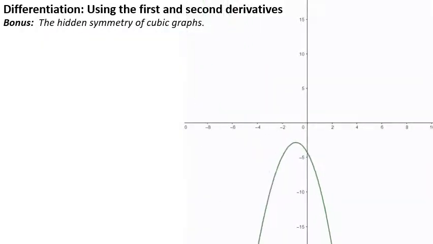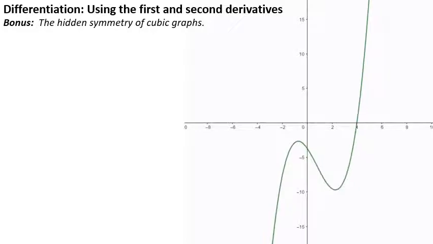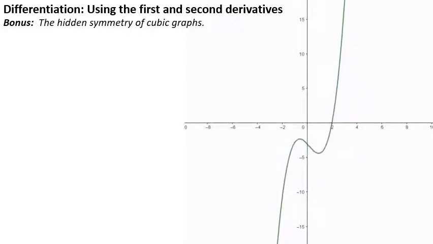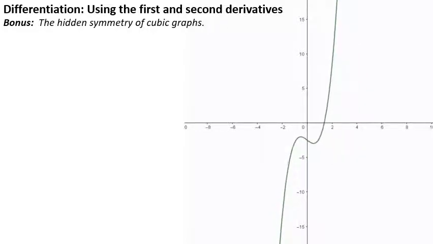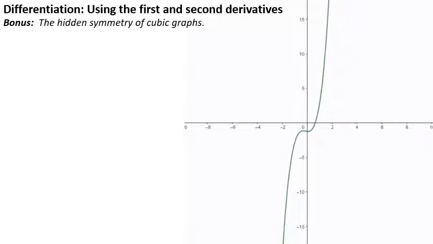I want to finish with a little bonus section. This is based on one of the challenge questions in the book, the hidden symmetry of the cubic graph. Like me, you probably thought when you first came across cubic graphs, these are not as nice as quadratics. They don't behave quite in the predictable manner that quadratics do. They certainly don't have the nice symmetry that a quadratic graph has.